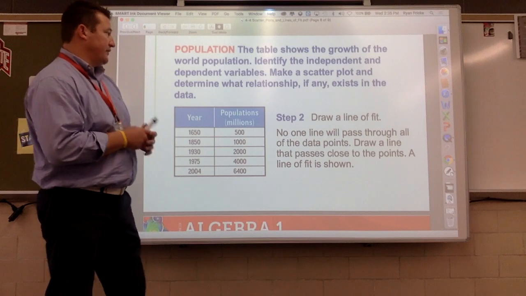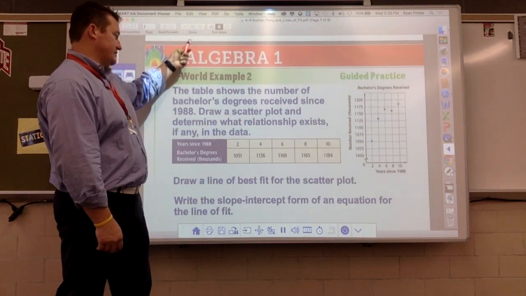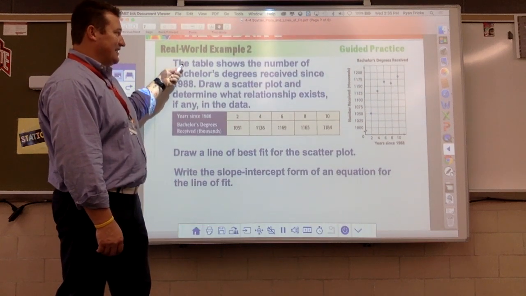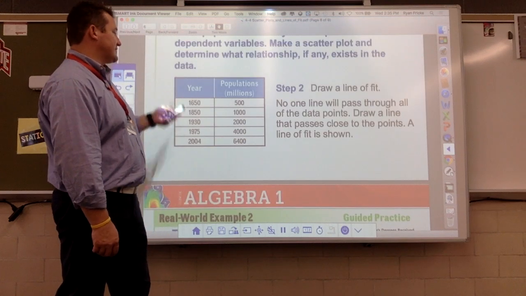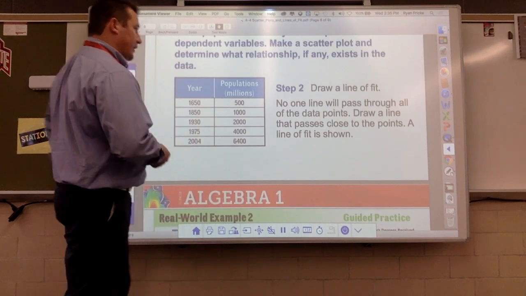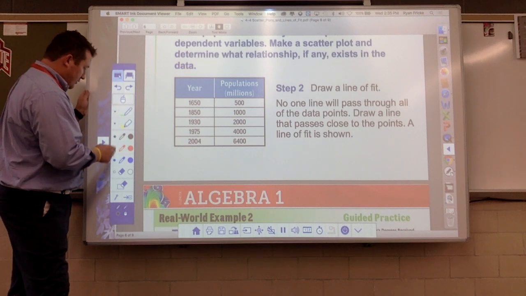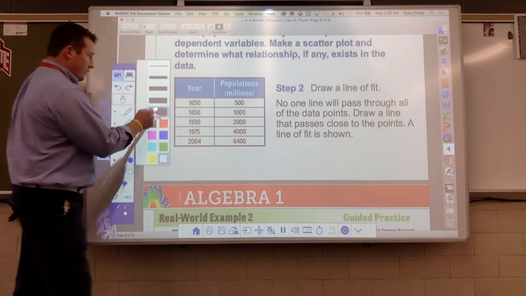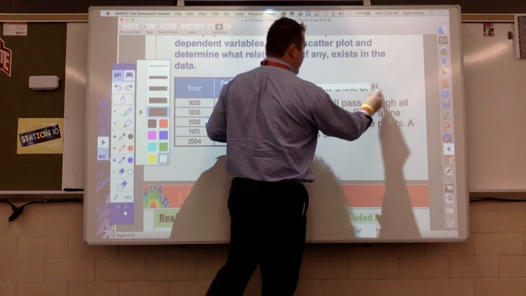Step 2 says draw a line of fit. Okay, did they give us a scatter plot for this? No, they did not. You got to be kidding me. Okay. All right, so I'm going to have to make some room here. So you guys got to bear with me. Look, I'm going to make this go away.